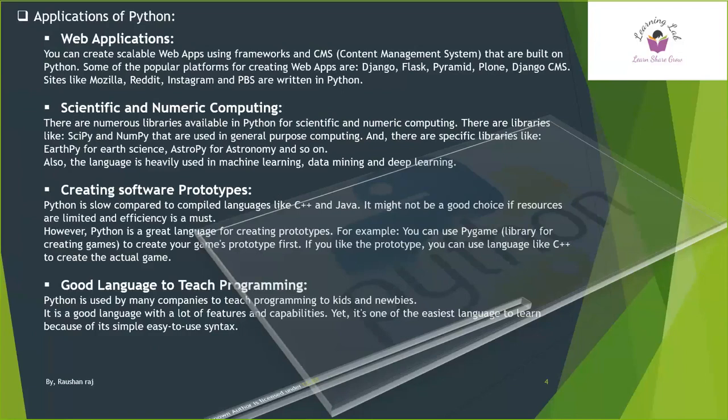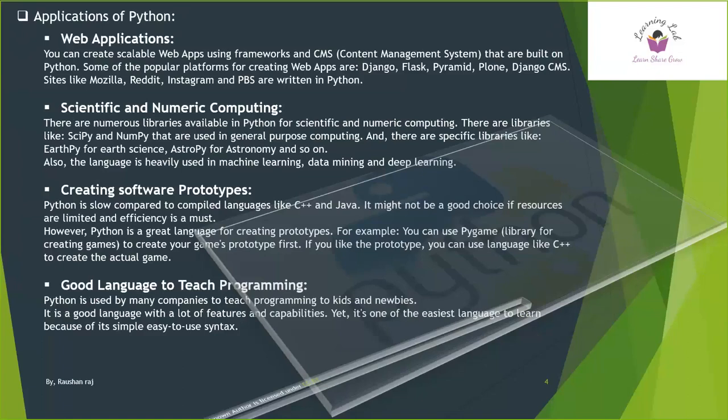Okay, we have some libraries like EarthPy for earth science and AstroPy for astronomy and others. Okay, so also the language is heavily used in machine learning, data mining, and deep learning. That's why it's so popular right now, because we are using it in many places. Python is very popular right now because we are able to use it for web development as well as mathematical operations, scientific computing, data science, machine learning, those things as well, right?